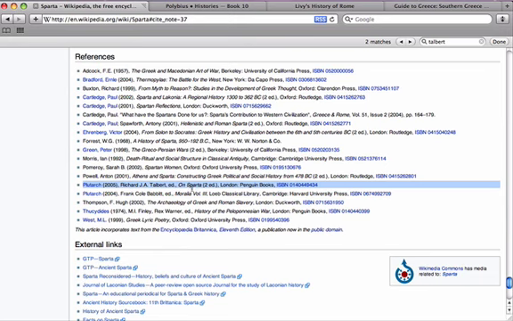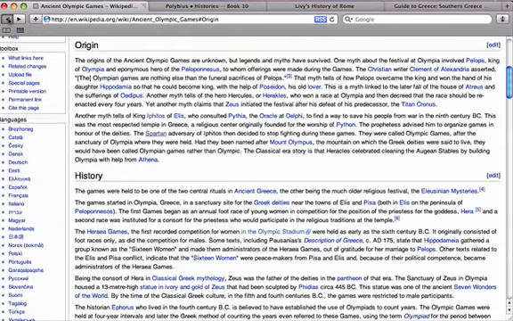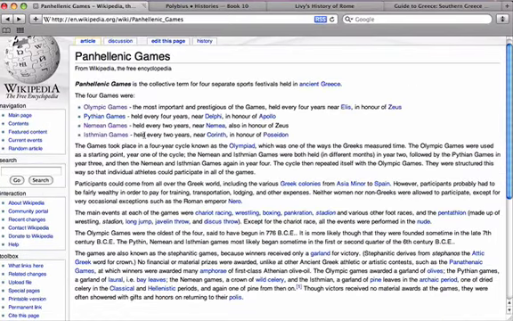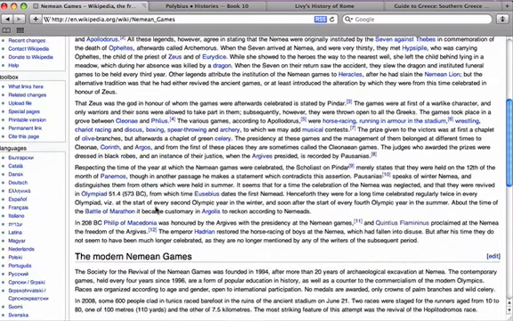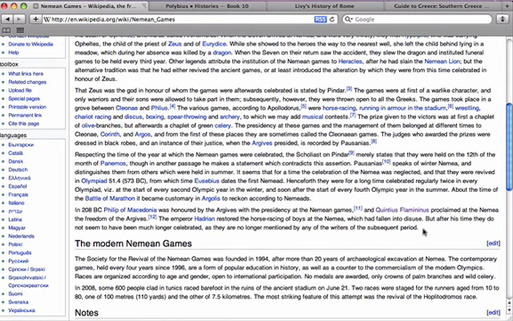But I digress. I'm off topic here. I'm supposed to be researching politics in the Panhellenic Games. So I'm going to go back and back and back and back and back to my original Panhellenic Games article. So let's look at the Nemean Games. Nemean Games, not as important as the Olympic Games, but there were political things that happened here.